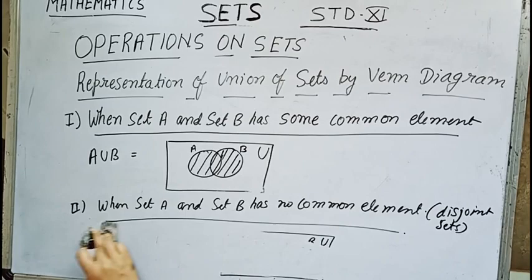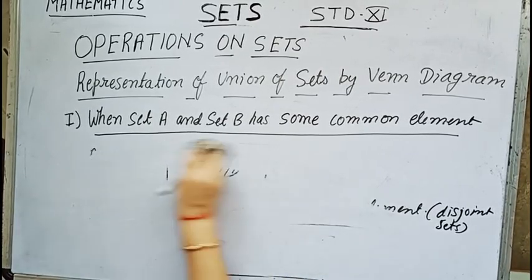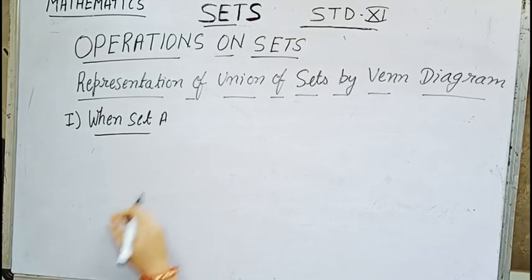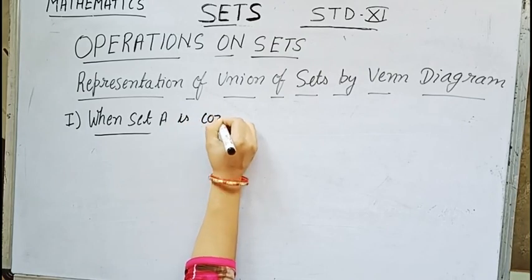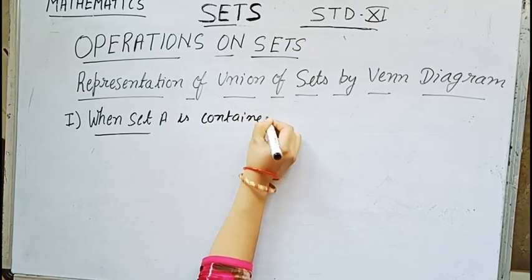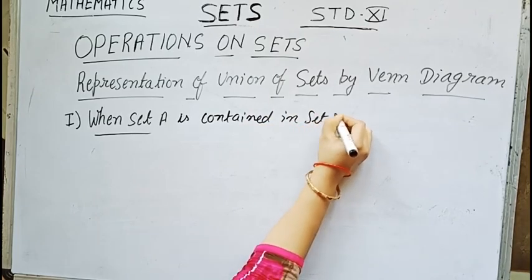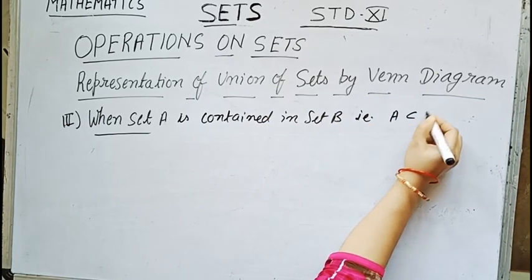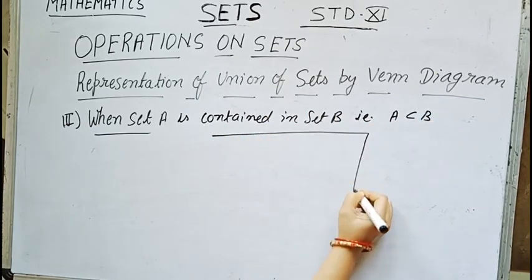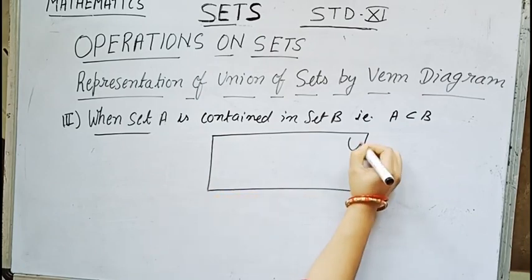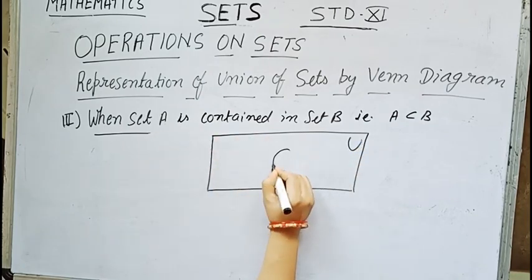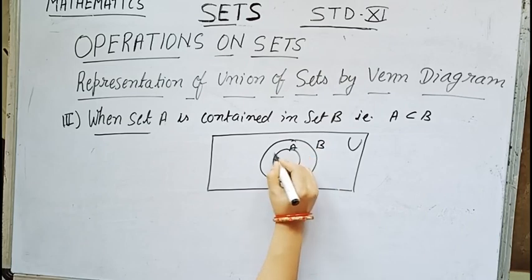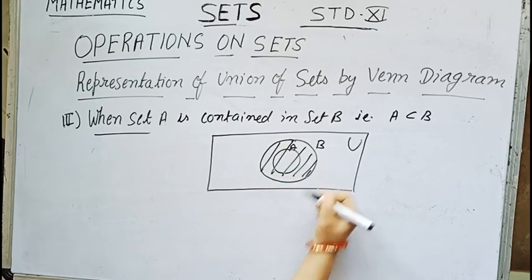One more case we can take, that is when set A is contained in set B, that is A is the subset of B. In this case, we can represent it like this. A is contained in B. So A and B. This one is B, this one is A. And A union B is this one.